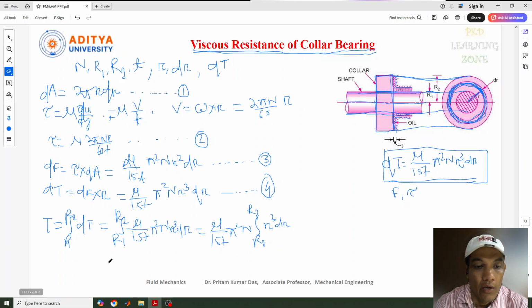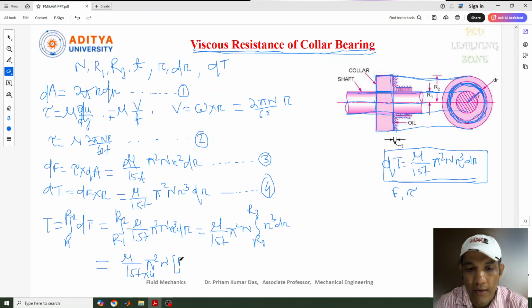So now we can solve this and we can get mu by 15t pi square n. So this one we can get like r to the power 4 by 4. So again we can take this 4 outside, so multiply it, and in bracket what will there, now r to the power 4 upper limit minus lower limit. So this one we are going to get in this. Okay, so this one you can give as equation 5.